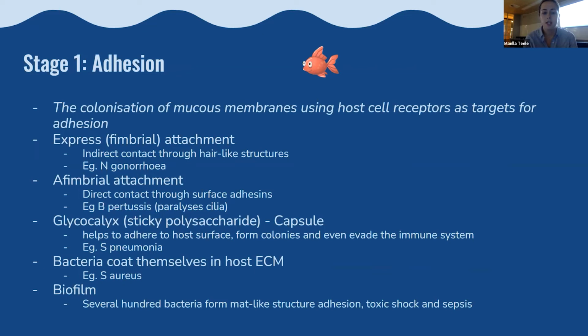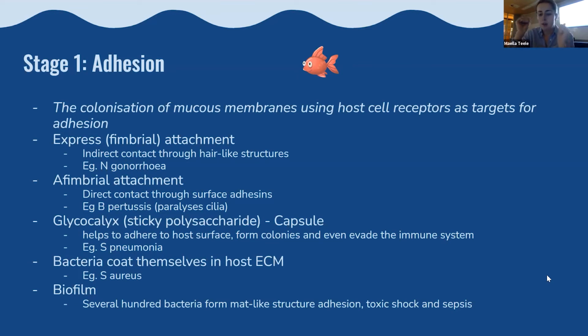So stage 1 is adhesion. Adhesion consists of the colonization of mucous membranes using the host cell receptors as targets for adhesion. You've got a few different ways in which this can happen. You've got express attachment, which is otherwise known as fimbrial attachment, and that's when the bacteria makes contact indirectly through hair-like structures to the host cell. An example of this is Neisseria gonorrhoeae. Then you've got afimbrial attachment, which is direct contact through surface adhesins.